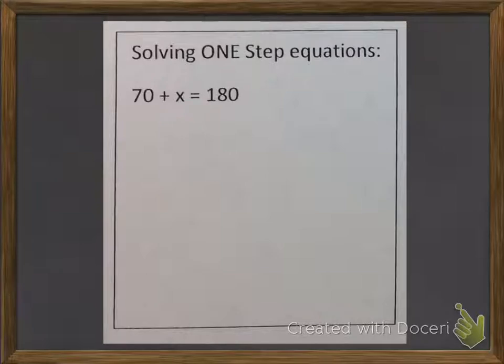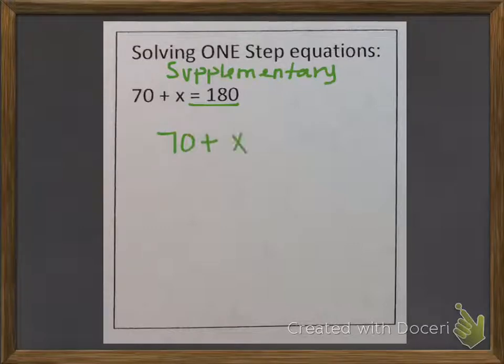Solving one-step equations. We're going to tie this together with the angles and pull from there. So this happens to be a supplementary angle that we're looking at right here. This is supplementary. How did I know that? I knew that because it says equals 180 degrees. So on this supplementary angle, I looked at the angles and I wrote an equation that 70 plus x equals 180 degrees. And I'm trying to find x.